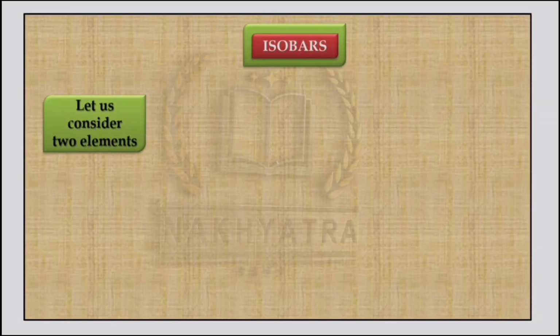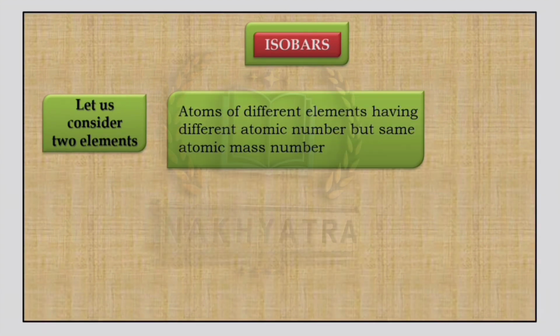Let us consider two elements. Now see the definition of isobars: atoms of different elements having different atomic numbers but the same atomic mass number.